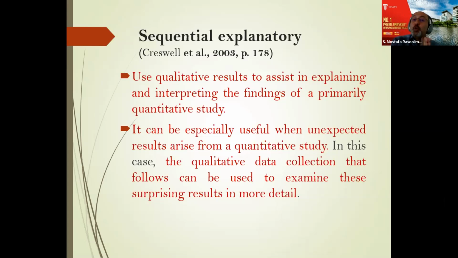But for this sequential explanatory, most of the time, we need the result of quantitative to decide and to start collecting data for qualitative. So we need this sequence. We start with quantitative. So our research is quantitative dominant, but then we decide to go for qualitative, right? So this is sequential explanatory. Is it clear?